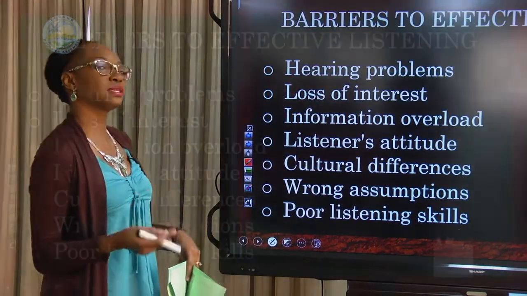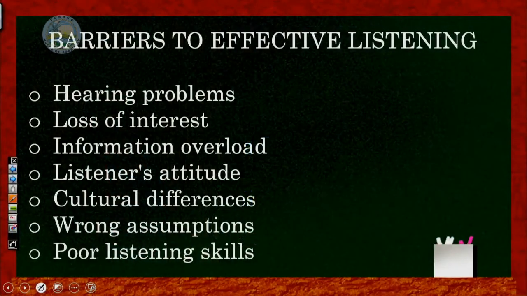Sometimes we find there are certain things that may affect our ability to listen carefully. And these are some examples of barriers to effective listening. If you have hearing problems, you're experiencing hearing loss, undoubtedly it would affect your ability to listen. If you've lost interest, and I hope that this is not a case going on with any of my students today, you're not going to listen. You might find that the speaker is boring or you're doing something else. You've lost interest, no listening.